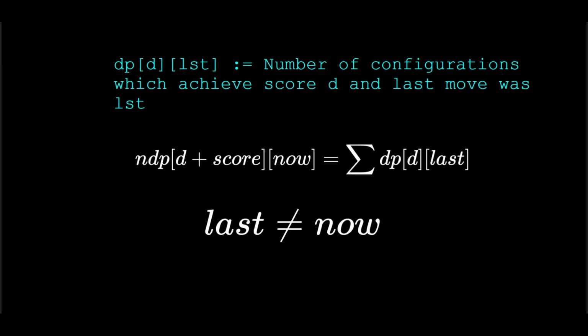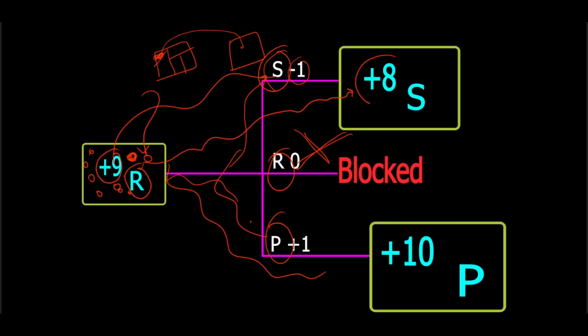So this is the formal DP definition, where DP of D comma last represents the number of configurations where the score is D and the last move is last. So these dimensions are nothing but the partitions that are needed for the equivalence class, and this DP value is nothing but the number of ellipses that reside inside the rectangle that we have defined over here.